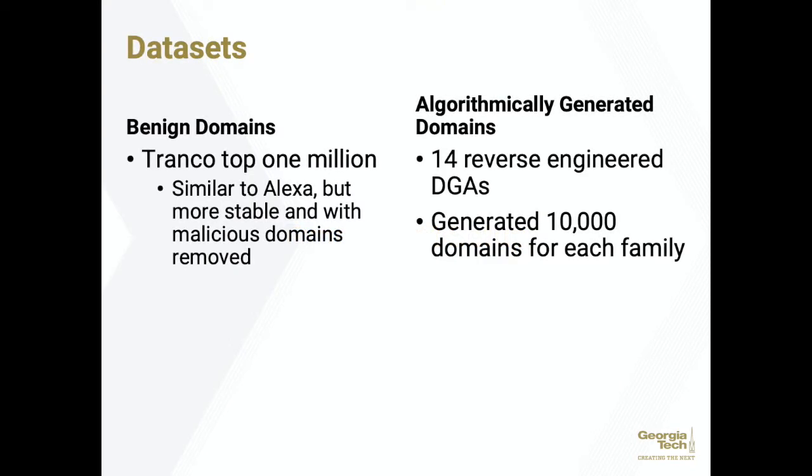So for our datasets, we had a benign dataset, which was made up of the Tranco top 1 million domains. This is similar to other popular sets, such as Alexa. However, it's designed for use in security research as a whitelist, so it's more stable and has malicious domains removed. And then we use the top 100,000 domains in this set. For our algorithmically generated domain set, we used reverse engineered DGA algorithms from 14 malware families and generated 10,000 domains for each family.